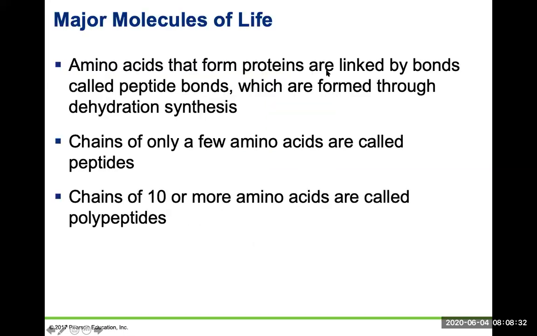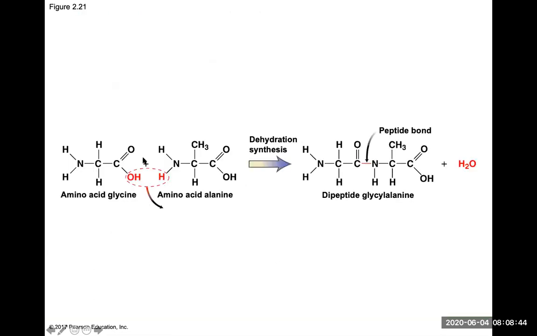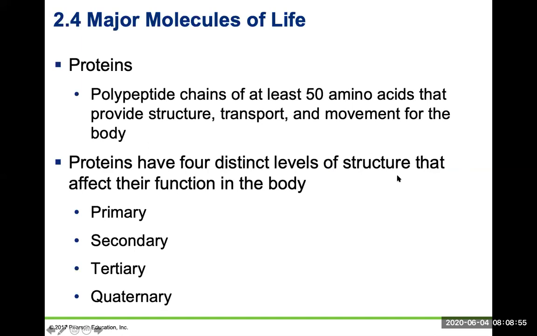Amino acids form proteins. They're linked by bonds called peptide bonds. Chains of only a few amino acids are called peptides, and chains of 10 or more amino acids are called polypeptides. So you can see here, through dehydration synthesis, taking out a water, how a peptide bond will be formed between 2 amino acid groups.